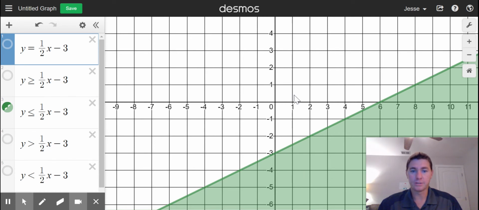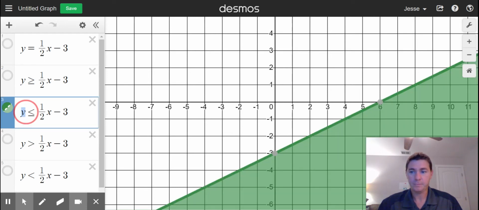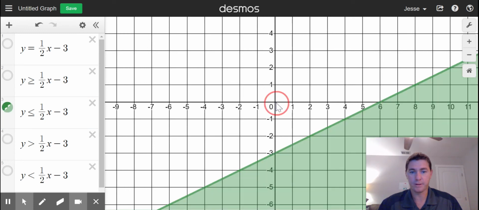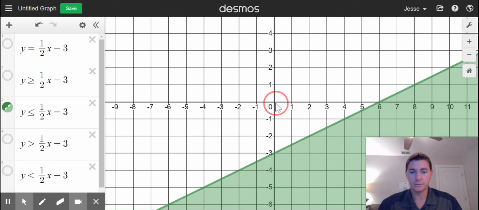I also want you to notice the importance of (0, 0). Let's plug in (0, 0) into this inequality right here. If you plug in 0 for y and 0 for x, you'd end up with the statement that says 0 is less than or equal to negative 3, which is false. 0 is not less than or equal to negative 3. So that means (0, 0), this point right here, is not a solution, which is why it's not shaded. We shaded the other direction, below the line.